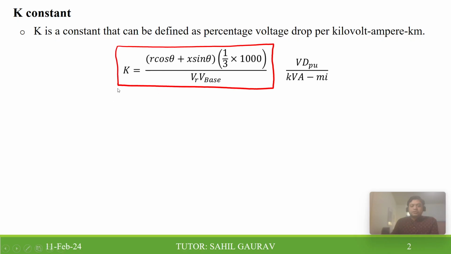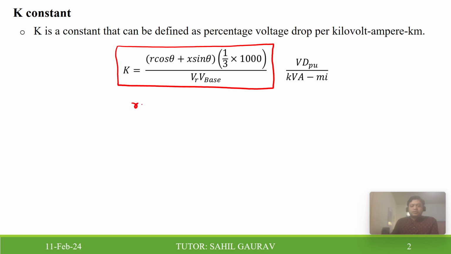If you have written down this expression in this way, this has been derived in the class. So here K is equal to (R cos theta plus X sin theta) into 1 by 3 of 1000 divided by Vr into Vs. So 1000 comes here due to the kVA, and 1 by 3 is for the per phase value.